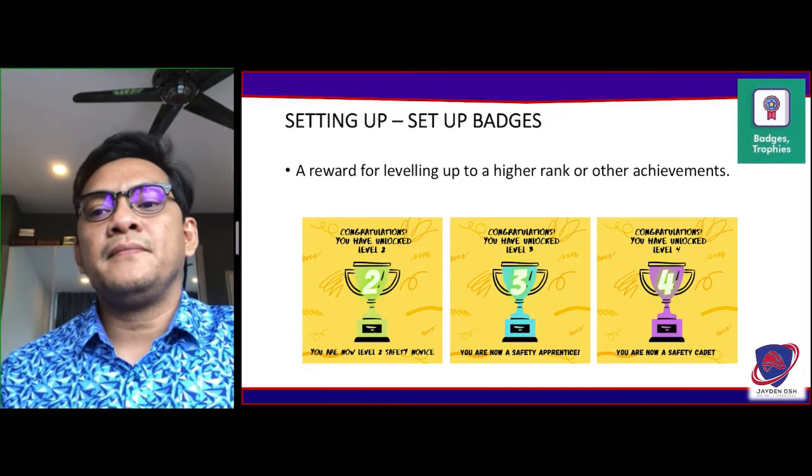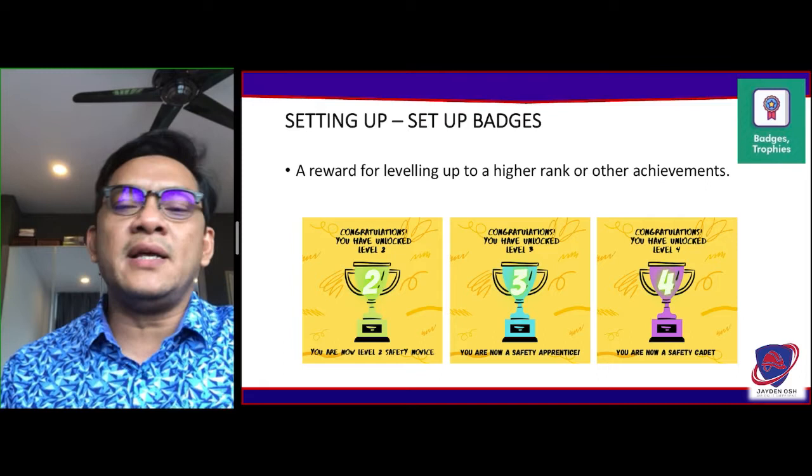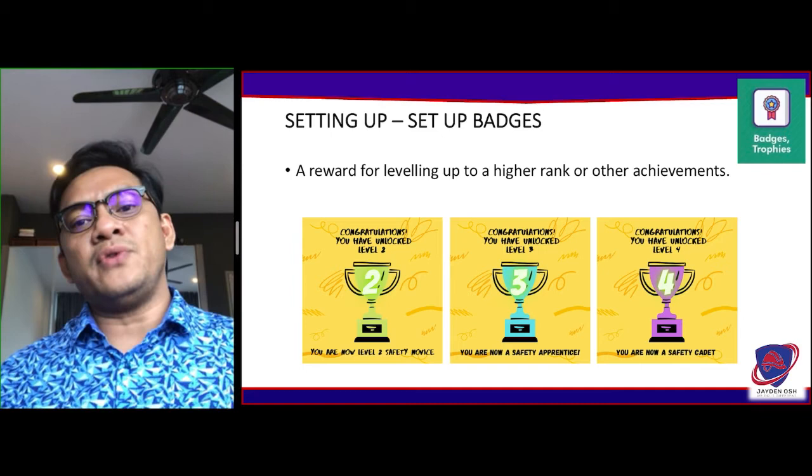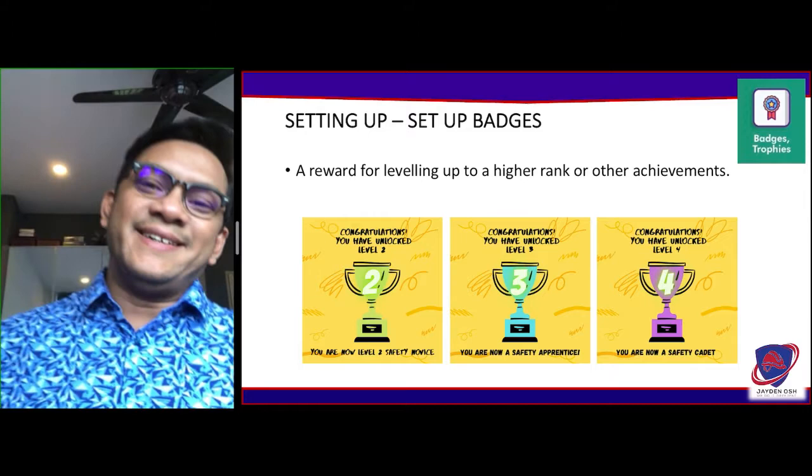So I share with you some of the badges that I designed. You can use something that you can find on the internet. You can Google badges, because there are a lot of templates out there. You just use any of it that you think is suitable. But for me, I like to be original. So this is something that I created on my own.